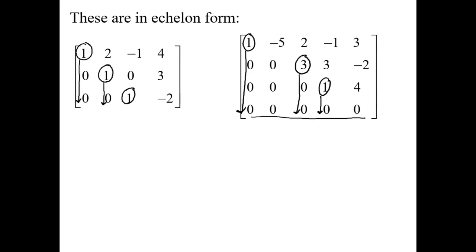So on the matrix there on the left, each of those pivot positions is 1. But again, in echelon form, that's not required. So on the one on the right, one of the pivot positions is a 3, and that's fine.